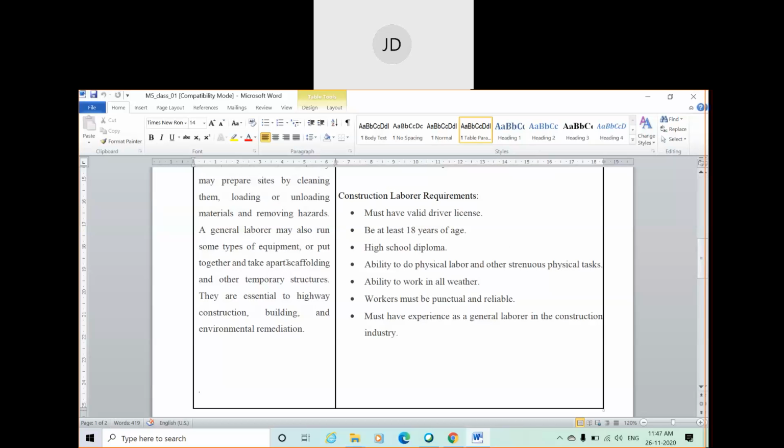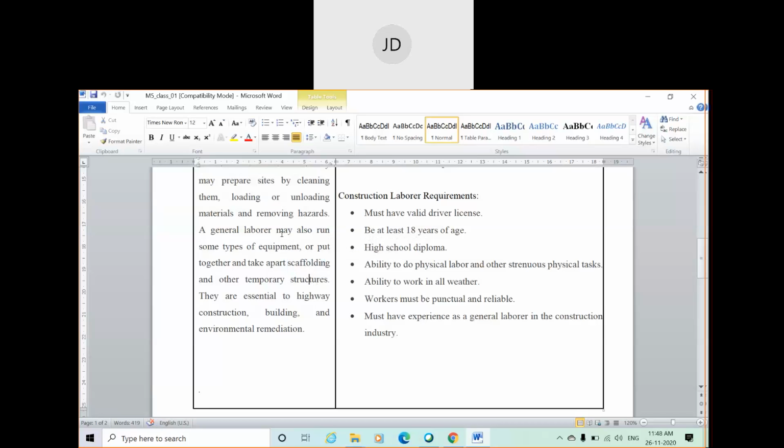A general labor may also run some type of equipment or put together and take apart scaffolding and other temporary structure. So regarding scaffolding, it's an engineering term. I think you have got this word in building construction and material, isn't it? Scaffolding is a kind of supporting structure for labor or worker in a construction site. If anyone is still unaware of this word, please go on Google, find out the basic definition of scaffolding. I believe you have already got this term.